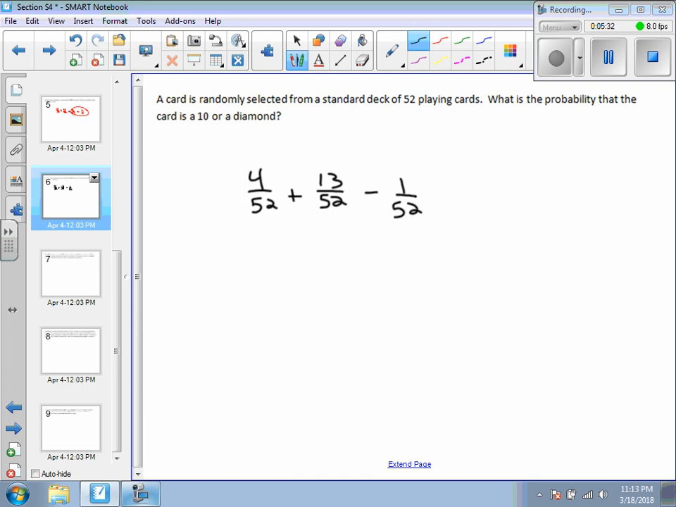4 plus 13 is 17. Minus 1 is 16 out of 52. Again, both of those are divisible by 4. That cuts us down to 4 out of 13.